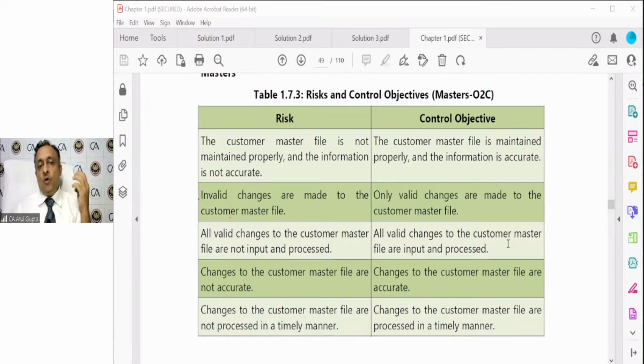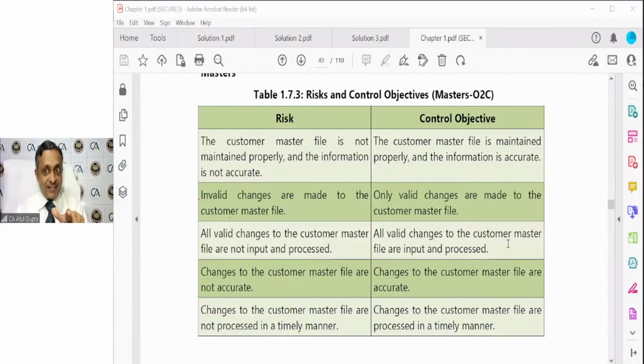Then O2C, order to cash, master related issues. First, the customer master file is not maintained properly, information is not accurate. So you know the solution. Invalid changes are made to the customer master file. Same, there were invalid changes in the vendor master, now there are invalid changes in the customer master. So this indicates this is a risk.